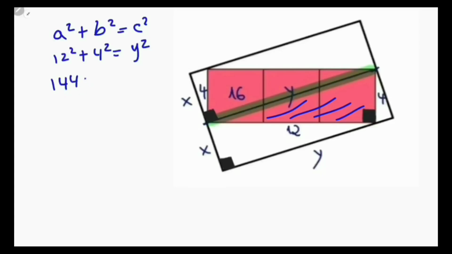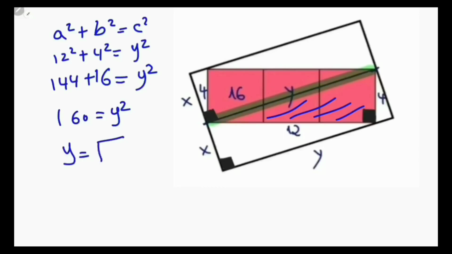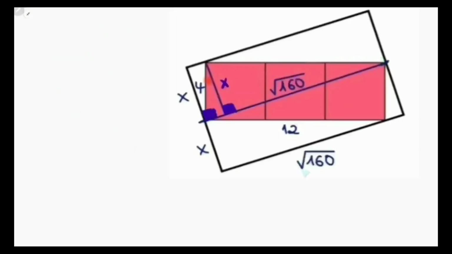So 144 plus 16 equals y squared. So 160 equals y squared. So if you take the square root and discard the negative because these are lengths, then y equals the square root of 160. So you have y as root 160 and the same y here. All of this is root 160.